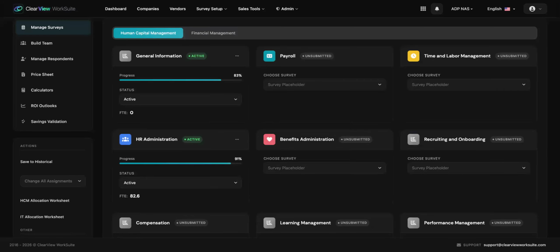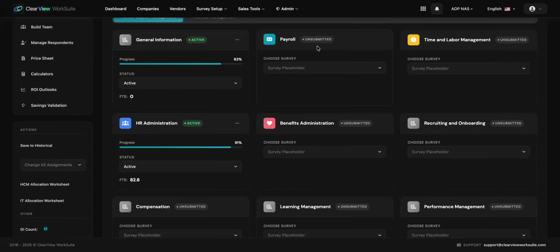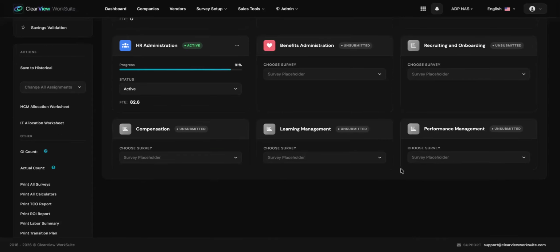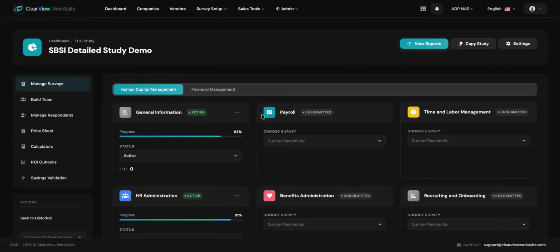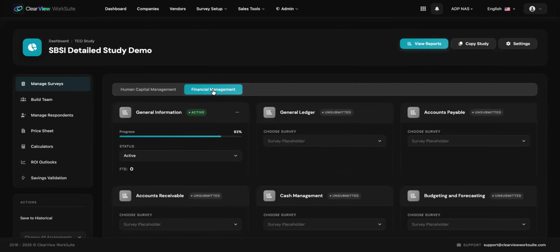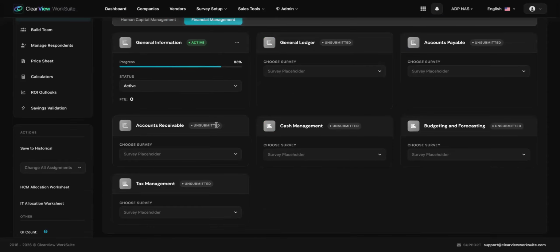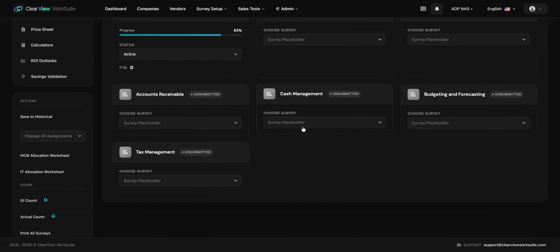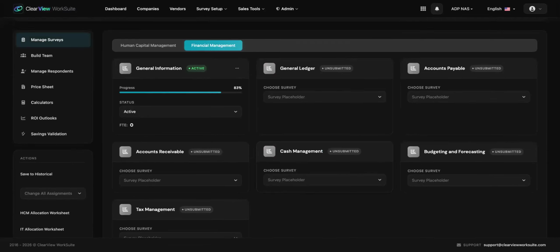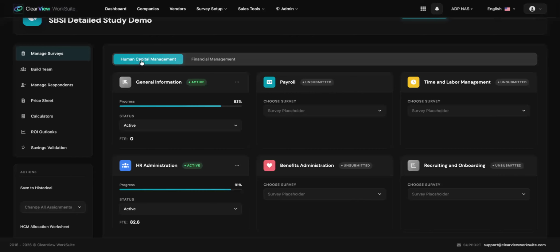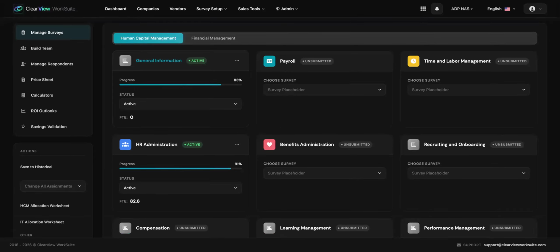On the HCM side, we have the capability right now as the system sits to evaluate payroll, time and labor management, HR, benefits, recruiting, comp, learning, and performance. And on the finance side, we can do general ledger, accounts payable, accounts receivable, cash management, budgeting and forecasting, and tax management.